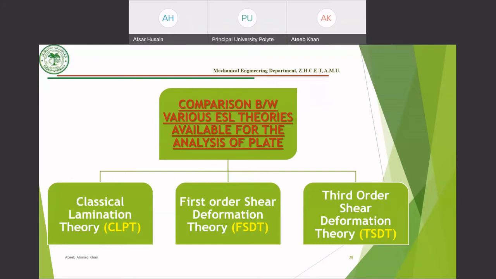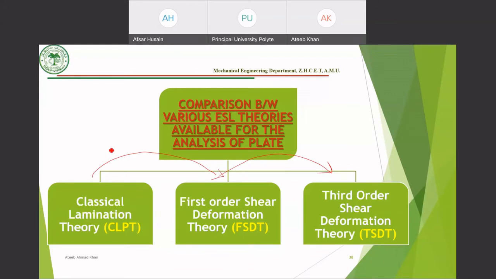And the second one is the first order shear deformation theory. The third one is third order shear deformation theory. So there are some assumptions associated with all these theories. Basically, as we are moving from classical to first order theory and from first order theory to third order theory, the assumptions are basically relaxed.